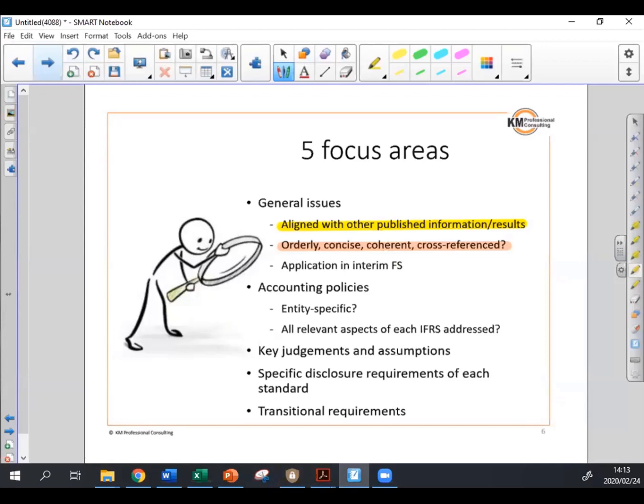And these are the things that are easily picked up when we have a look at a set of financial statements from a cold perspective.